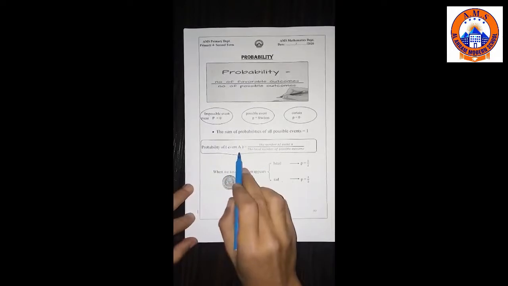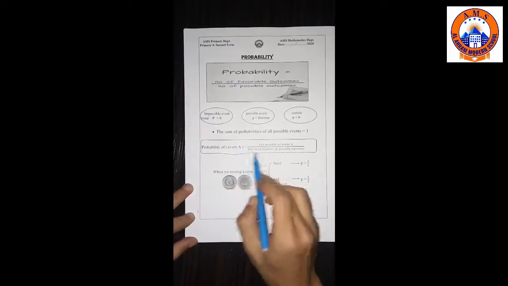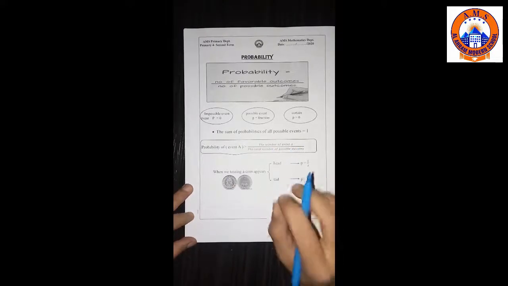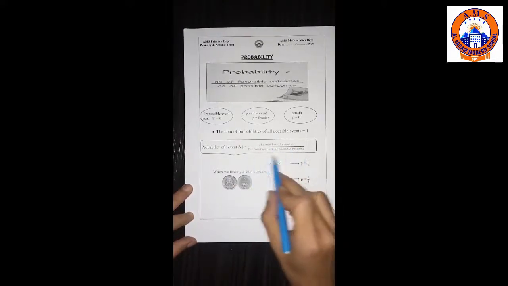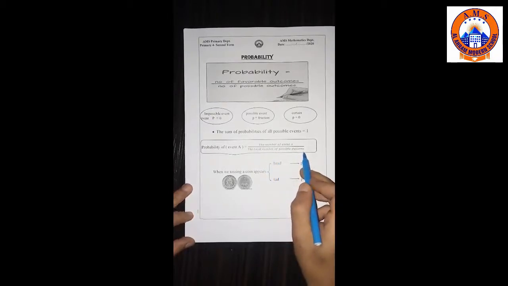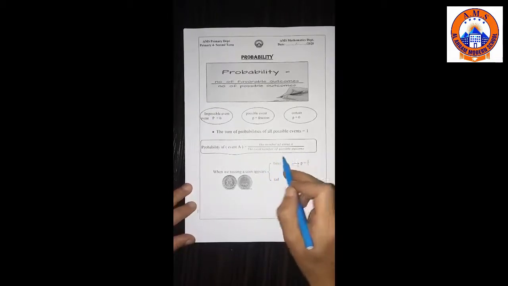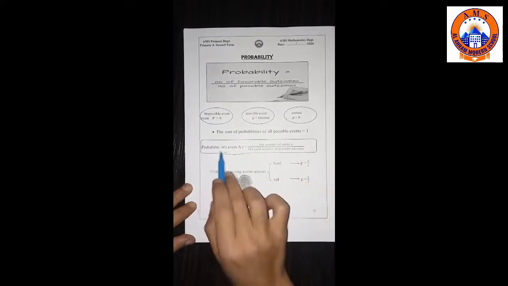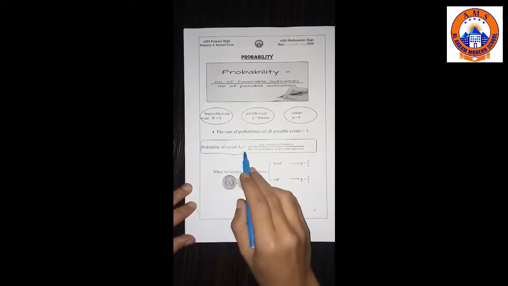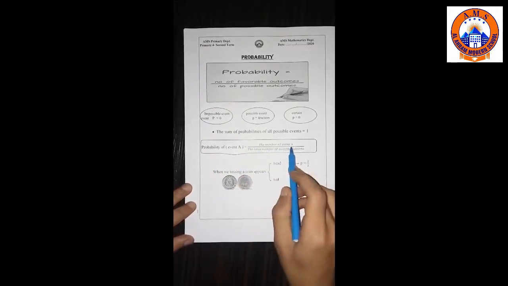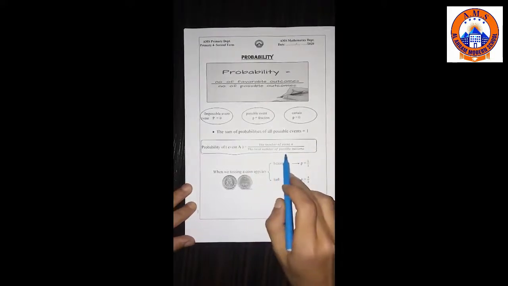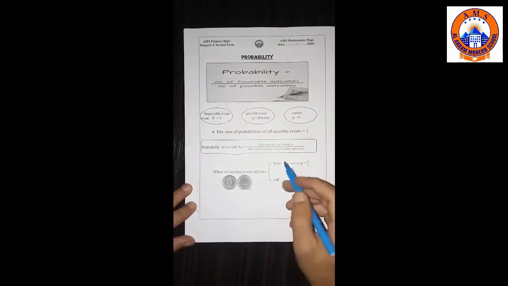To calculate the probability of a possible event, the probability of an event A can be calculated by this rule: the number of events A, how many times that event will occur, over the total number of possible outcomes. How many outcomes can occur in total? So the probability of an event A is the number of the event A, how many times this event can be repeated, over the total number of possible outcomes. What is the number of all possible outcomes in this experiment?